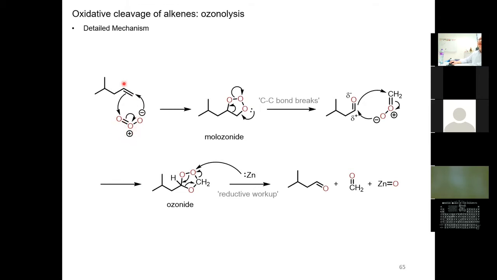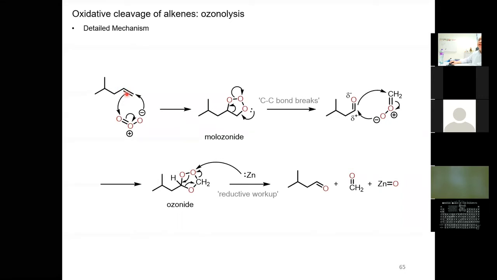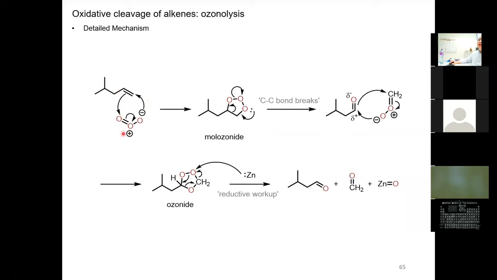It will undergo a concerted mechanism with the alkene. The negative charge will attack this carbon, and once this carbon is attacked, the pi bond must be broken, so the electrons will go to this oxygen. So it's a kind of cyclization reaction. Now you will form a molozonide, which has 3 oxygens on the same side. The 3 oxygens are linked.